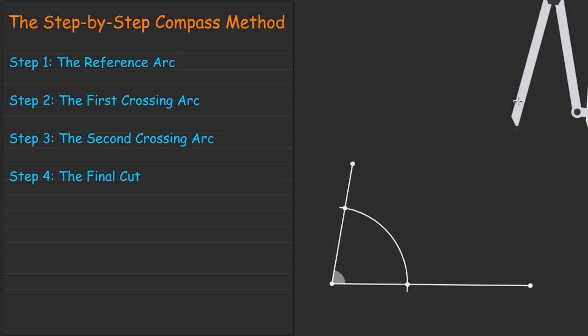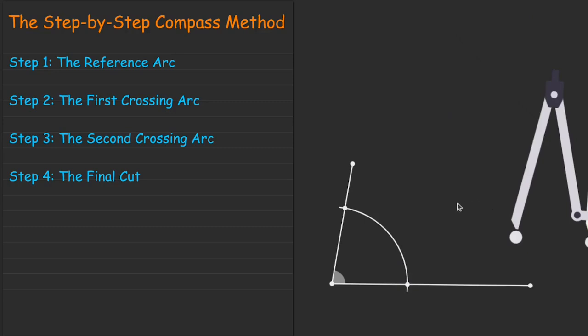The second instruction says we should get our first crossing arc.